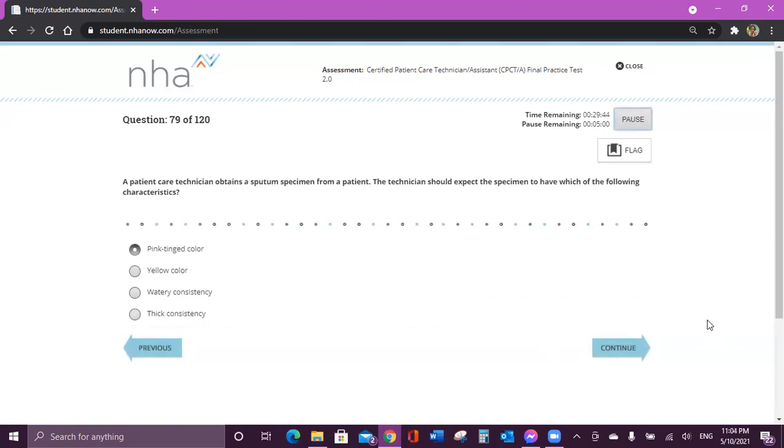A patient care technician shall obtain a specimen from a patient. The technician should expect the specimen to have which of the following characteristics.